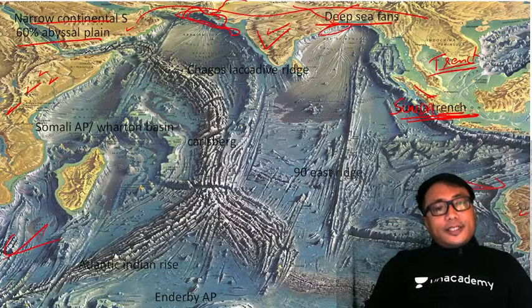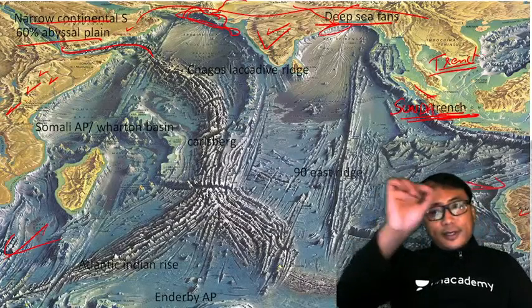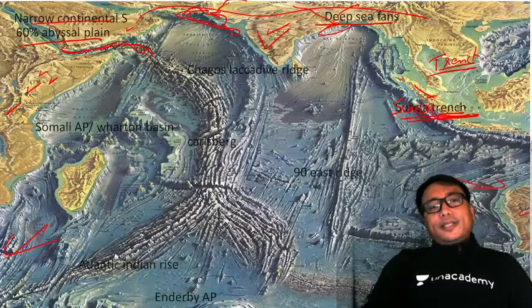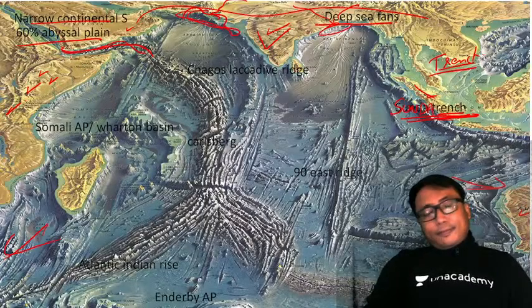The ridge starts from the Red Sea region like this. Kindly follow the pointer. It starts from the Red Sea region. Now, why is this particular ridge starting from the Red Sea region?